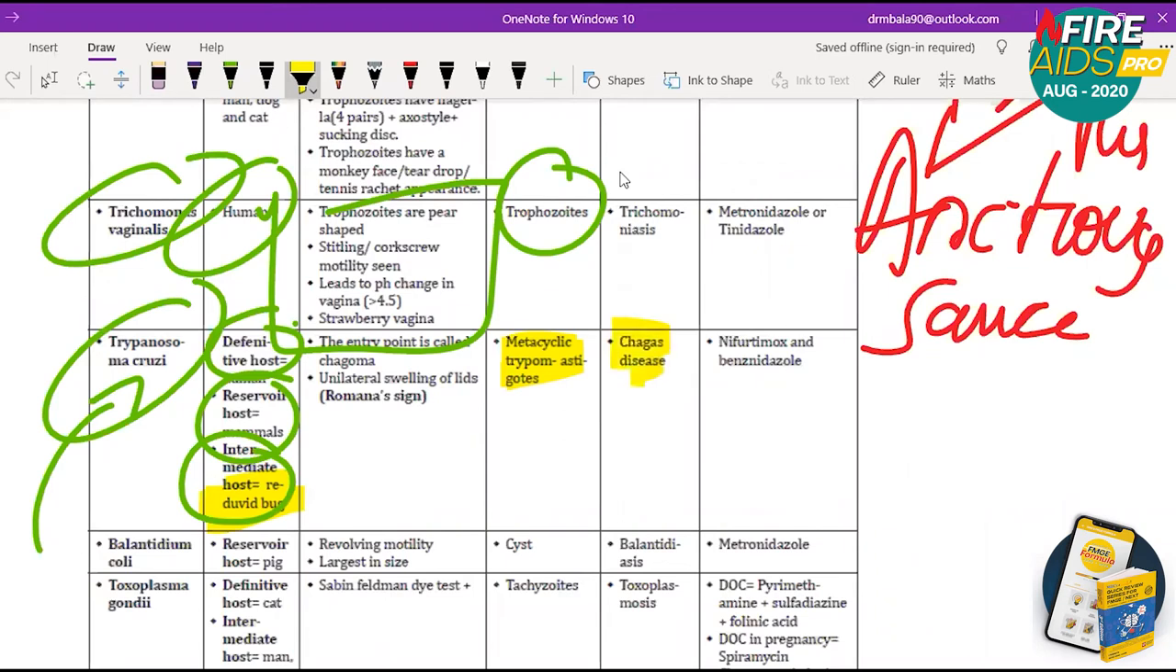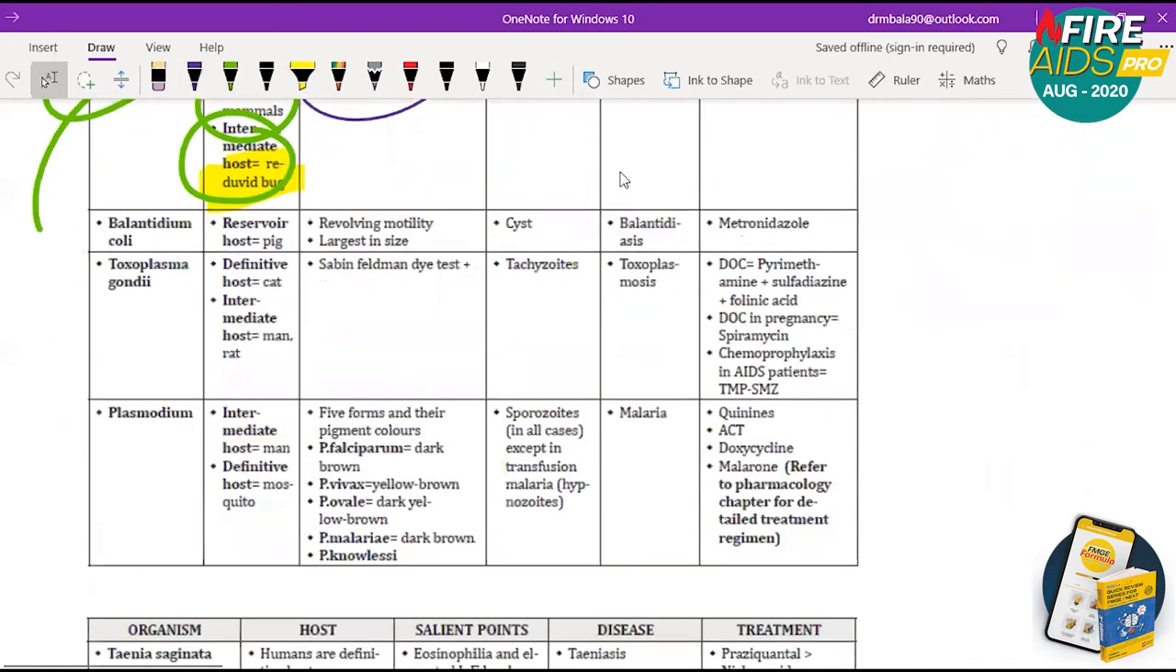It causes something called Chagas disease. The entry point of the disease is called a chagoma, and there is an eyelid swelling that is called Romana sign. So these are the key points from parasitology. I cannot give mnemonics for parasitology and consume a lot of time here. Mnemonics are most needed for bacteriology, not for others.